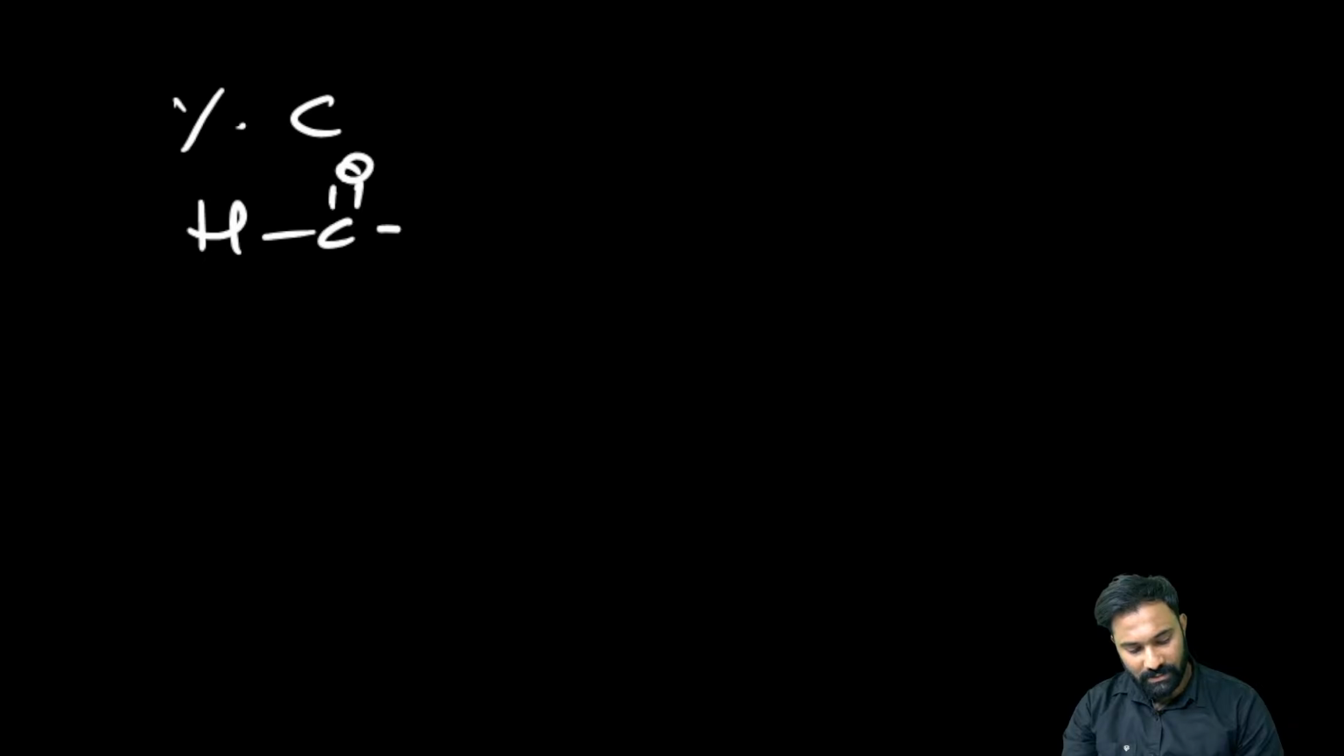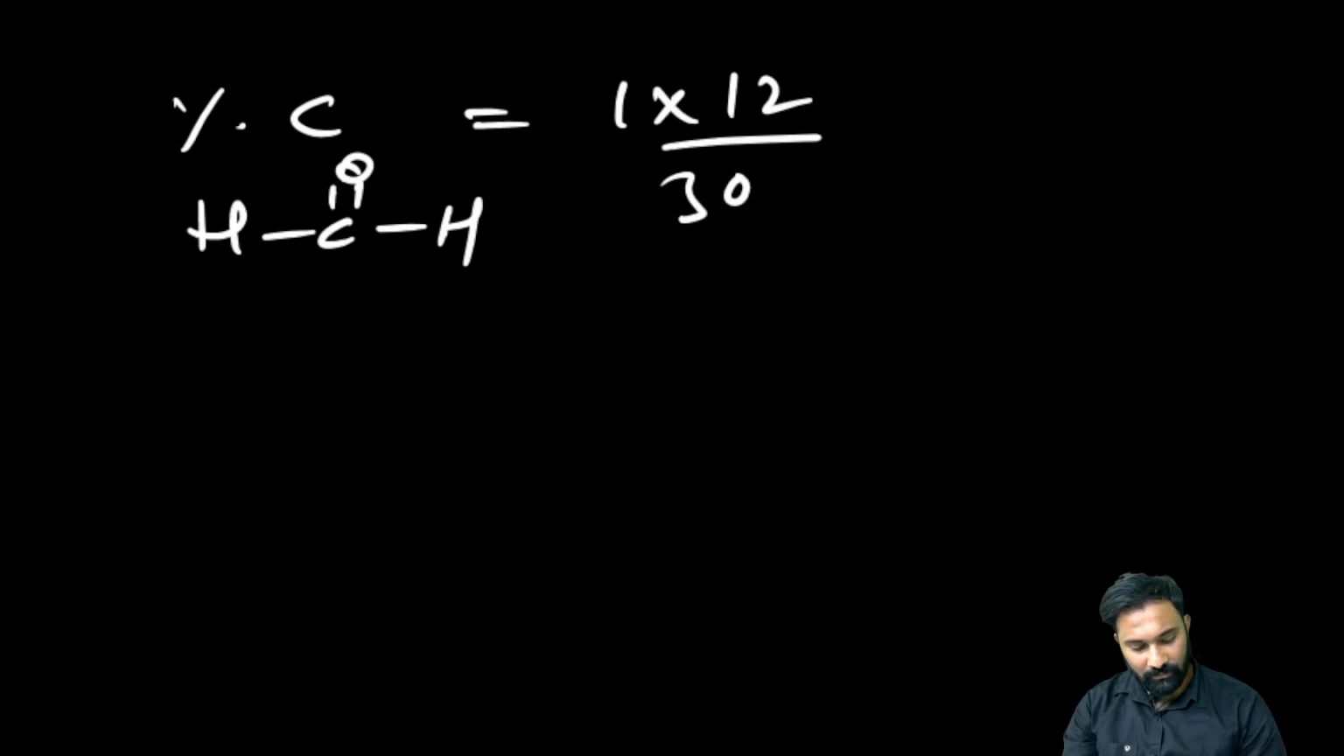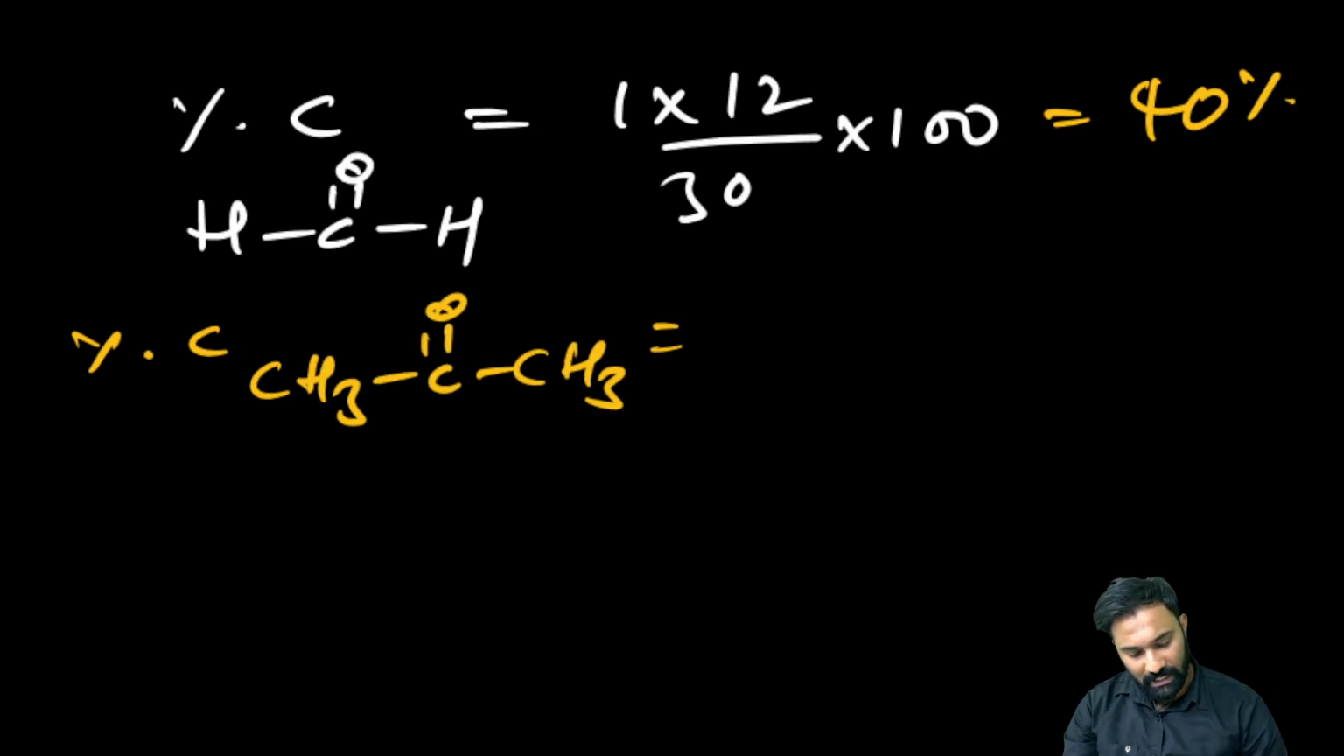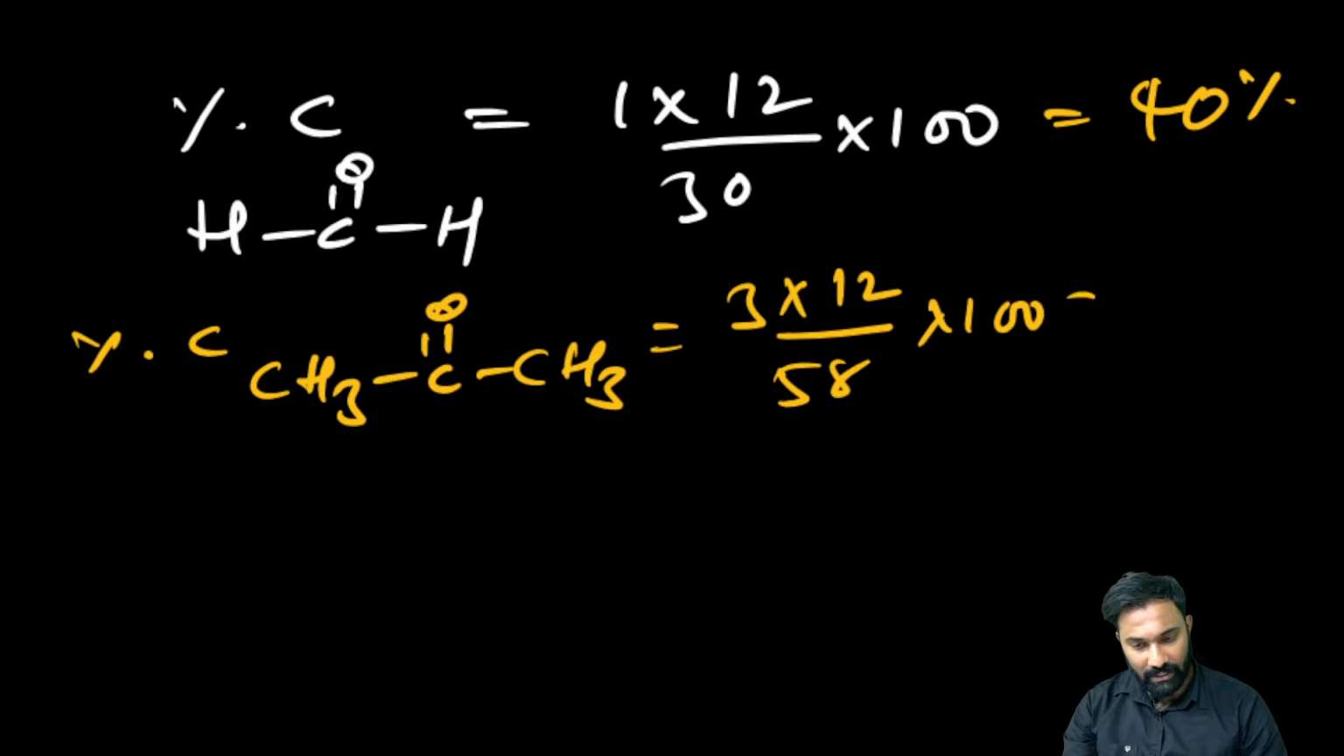Now the first one is the percentage of carbon in formaldehyde. The percentage of carbon is 1 into 12 by 30 into 100, so this will give you 40%. Next, percentage of carbon in acetone. Here how many carbons are we having? 3. 3 into 12 by 58 into 100. If you do, you will get approximately 62.07 percent.